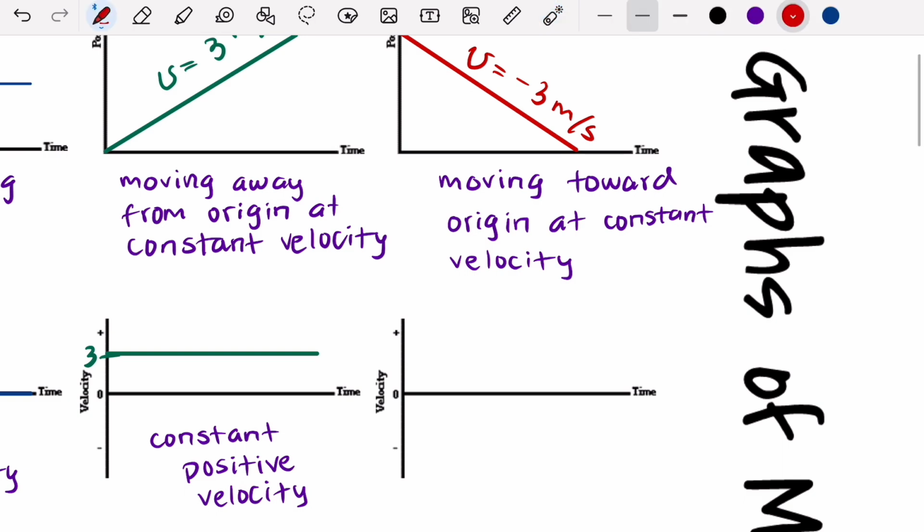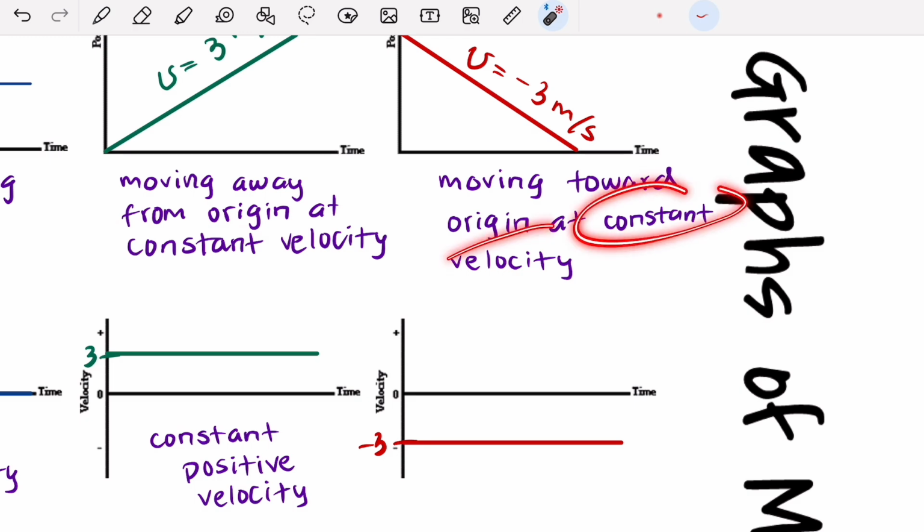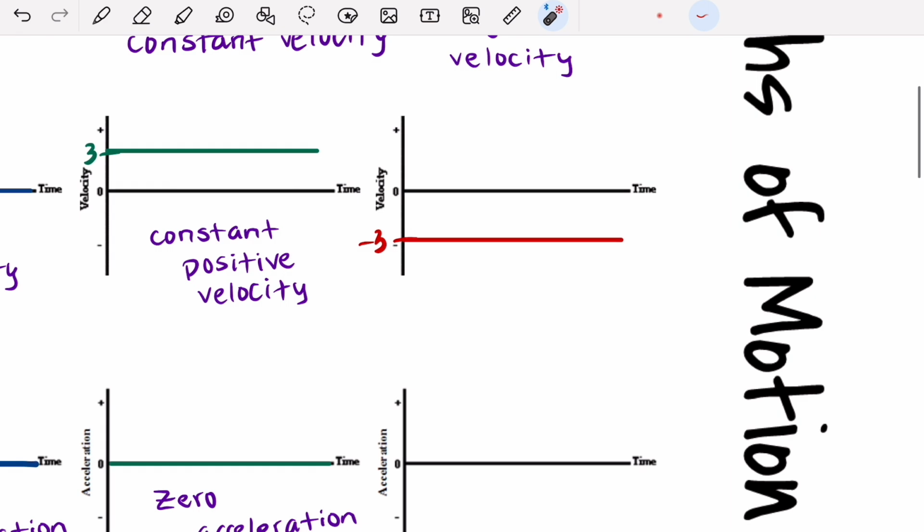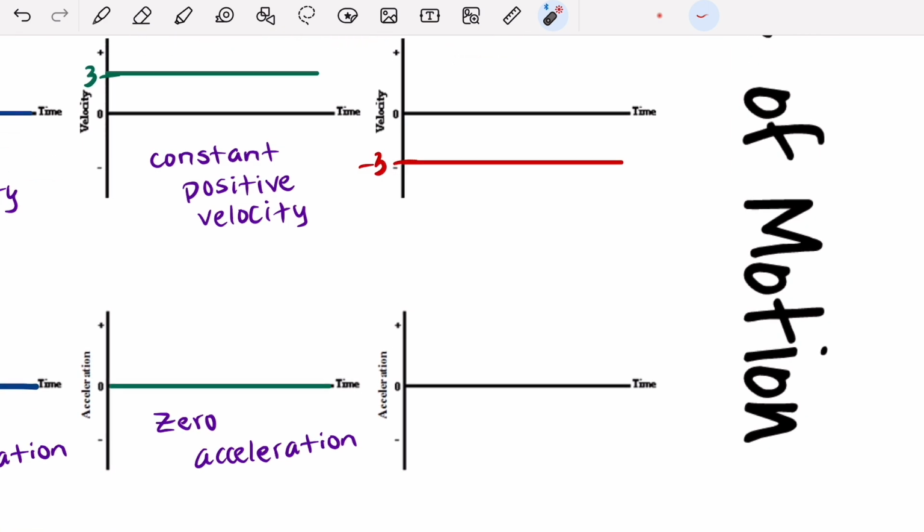So the corresponding velocity time graph should be drawn in such a way that you can clearly see that the velocity is negative. So let's say the value for -3 is here. That means our line will be straight and there. And because this is constant velocity, even though it's negative, we know that the acceleration will be 0.